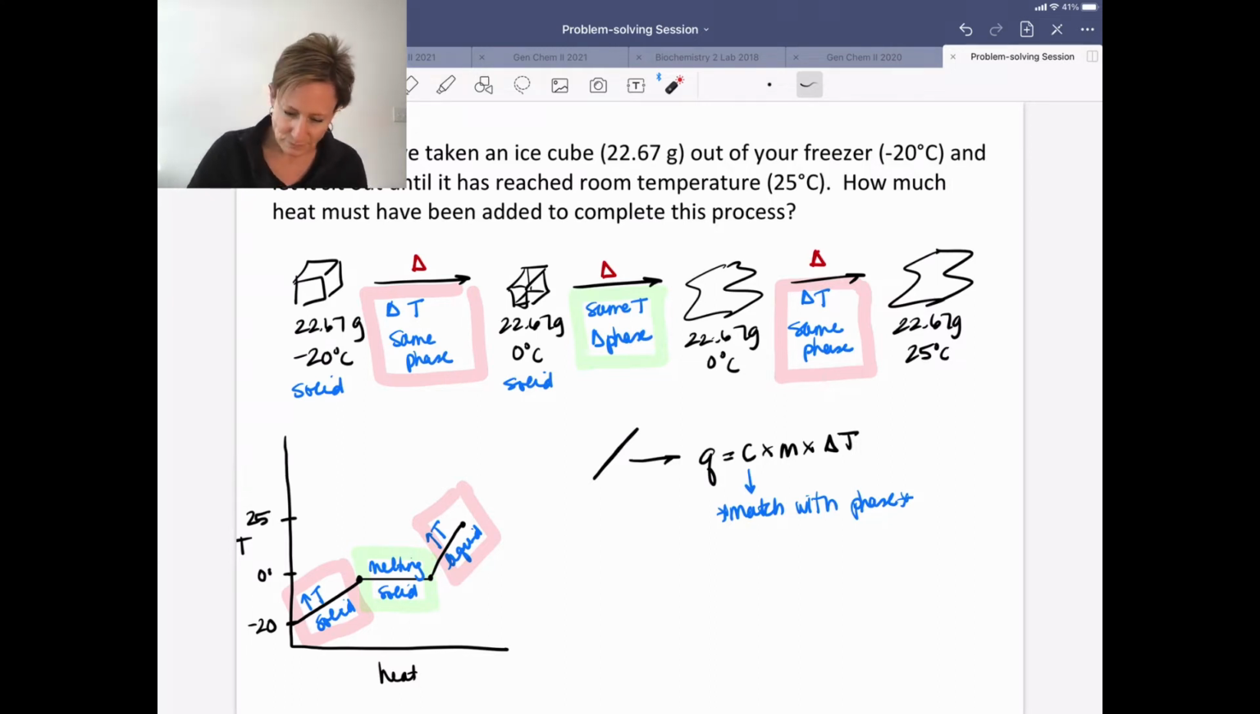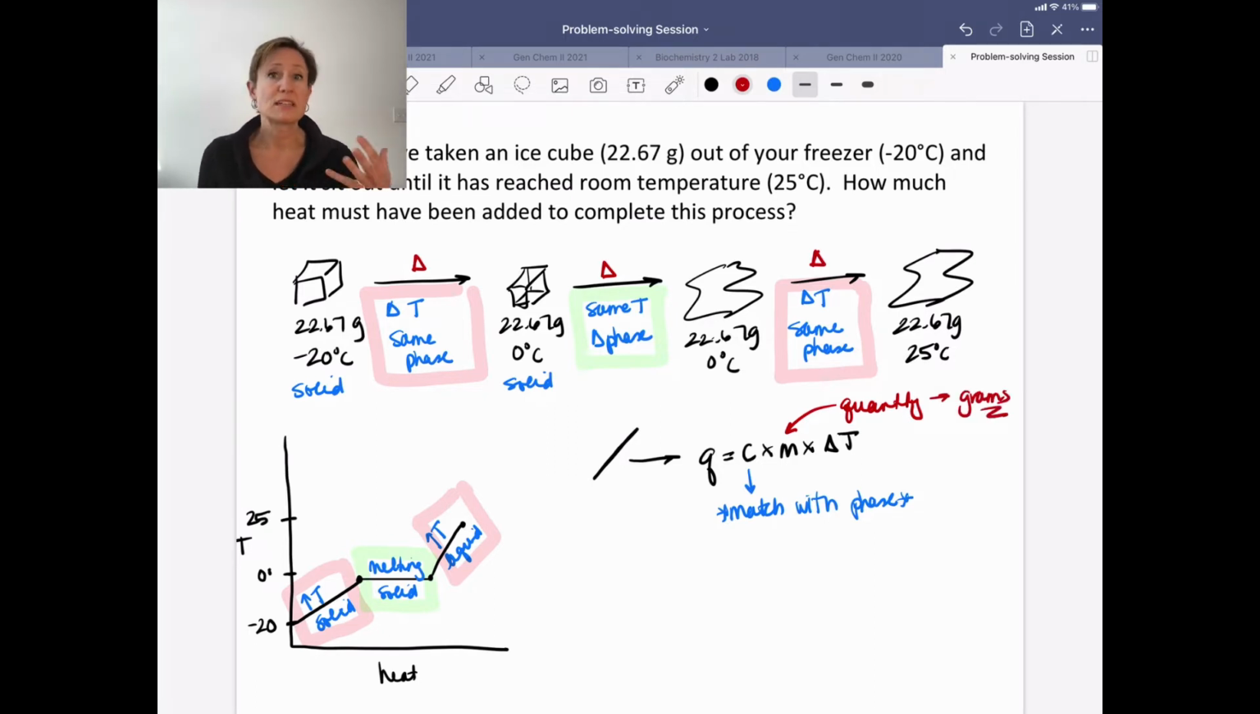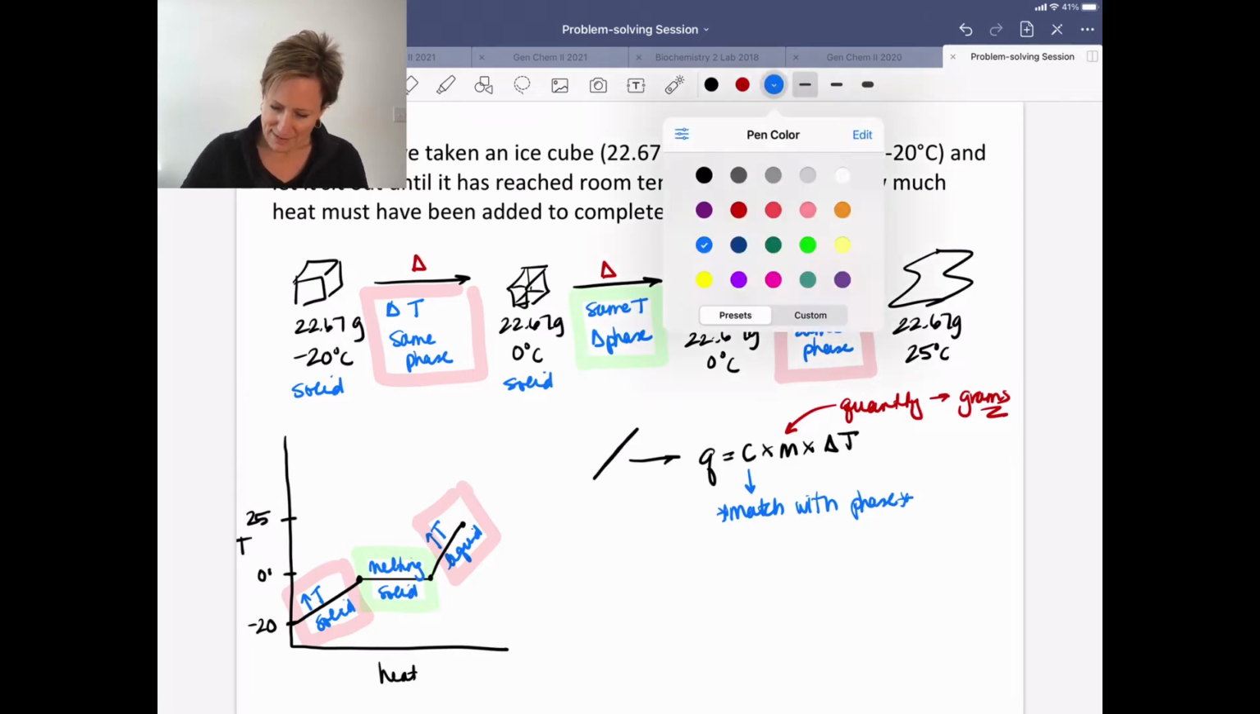And then we've got liquid, and we didn't take this all the way up, but we could also have a gas. The other thing we need to make sure that we recognize is M stands for quantity, and this is going to be in grams. So if we weren't given something that was in grams, we'd need to do a little bit of a calculation in order to figure that out. Okay. The last thing is dealing with our delta T.